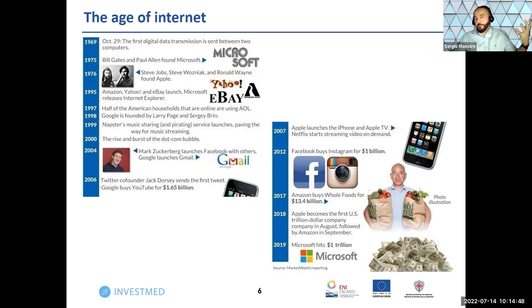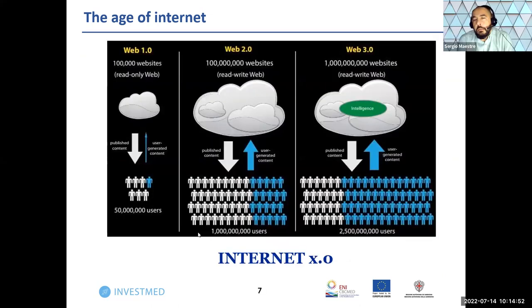Okay, it's just a small perspective of the age of internet, you know, and also we have a strange denomination, different types of internet. We have the web 1.0, okay? It was just a one-direction internet where the companies were just publishing the information in a website and the consumers, the users, were reading this information. It was a read-only web.